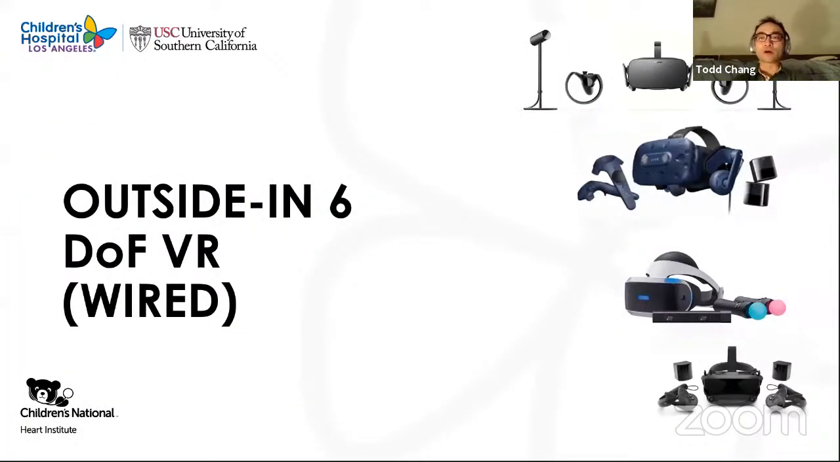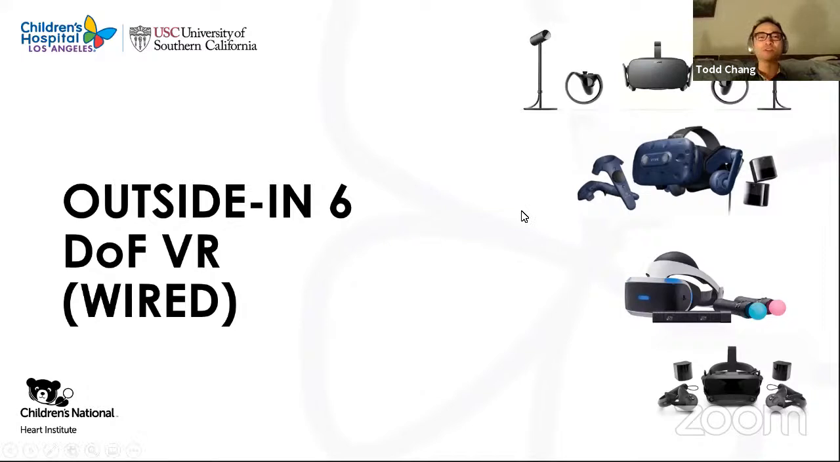So there are hardware devices that are more expensive, but they're really nice. This is called the outside-in 6 degrees of freedom. On the top, you'll see an Oculus Rift S. You'll see a Vive, HTC Vive Pro, PlayStation VR, and what we call the Valve Steam Index.